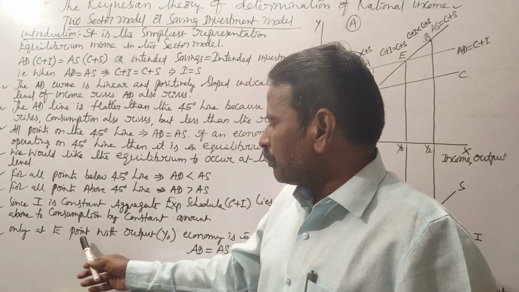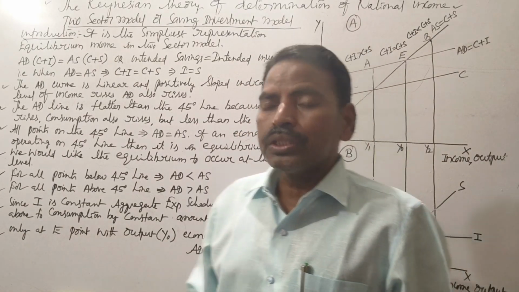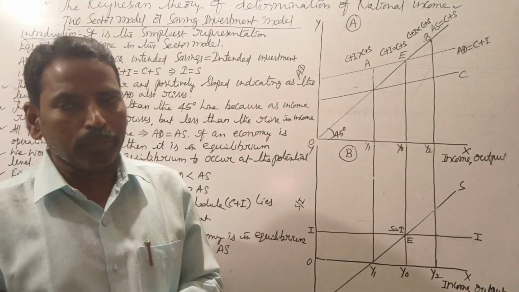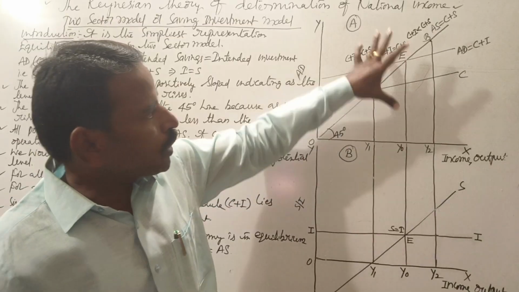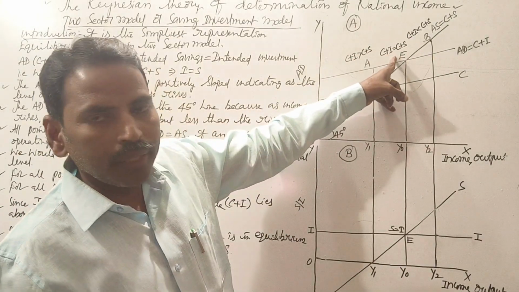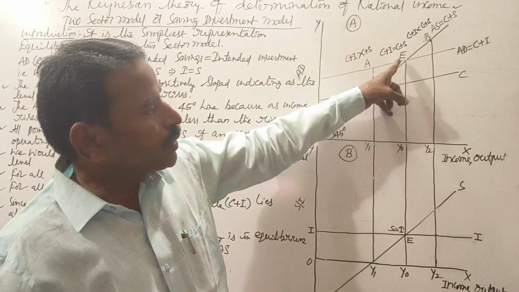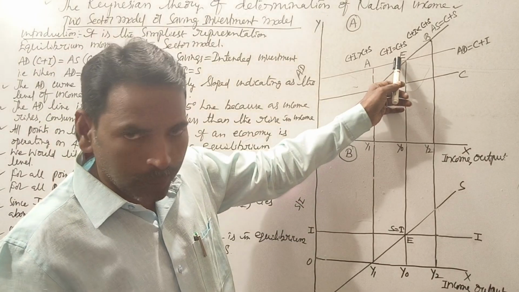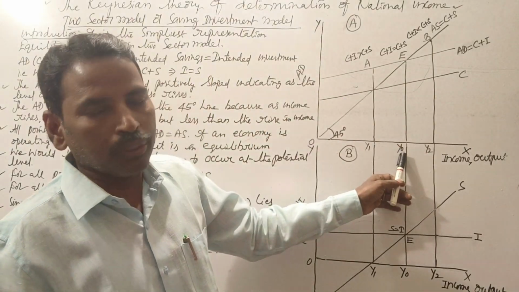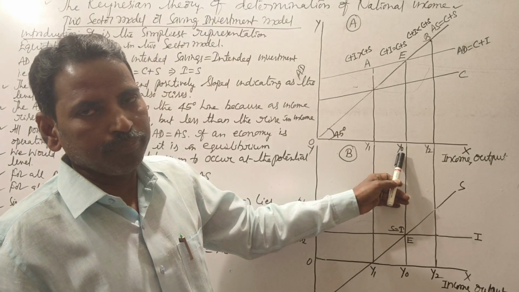Next, only at point E with output Y0, the economy is in equilibrium. That is, aggregate demand is equal to aggregate supply. If we observe panel A, only at point E, where aggregate demand is equal to aggregate supply, the economy is in equilibrium, and the determination of national income is Y0, or the determination of national output is Y0.